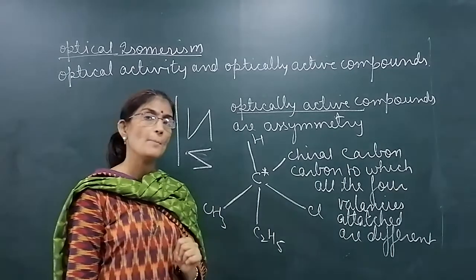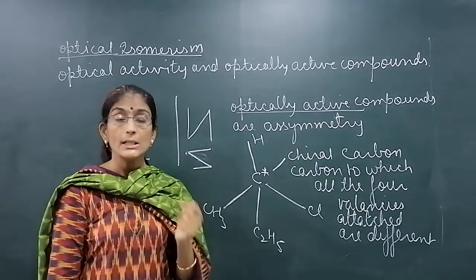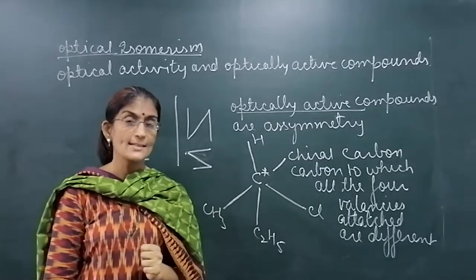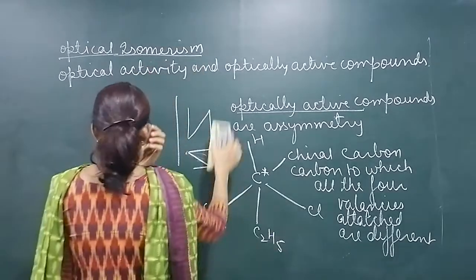All optically active compounds have 2 isomers, dextro and levo. These dextro and levo are known as enantiomers. What are they known as? Enantiomers. So what are enantiomers?